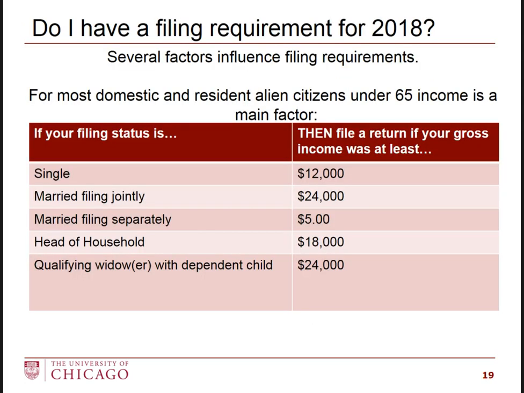To determine if you have a filing requirement, most domestic and resident alien students use income as a main factor. To determine your filing status, then you determine what that income level is and if you have to file. So for example, if you are filing as a single filer, if you had less than $12,000 in taxable income, you do not have a filing requirement. If you're married filing separately and you had more than $5 of taxable income, you do have a filing requirement.